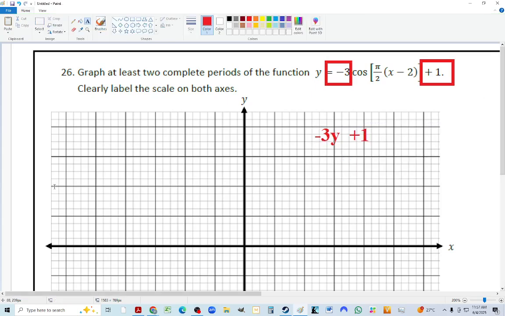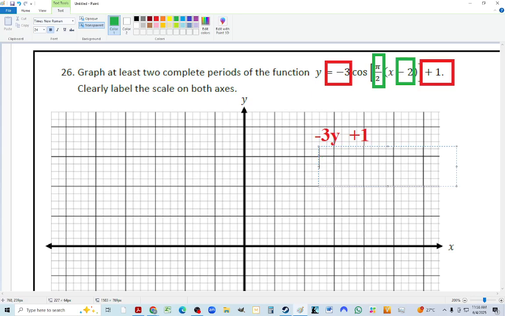If I look closely, these are the x transformations here and here. If I want to make my life simple, I'm going to just multiply by the reciprocal. So how do I map it? Here's the map. I'm going to multiply all my x values by 2 over pi, and then I'm going to add 2 to them.